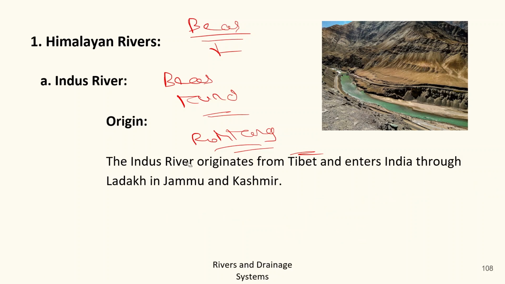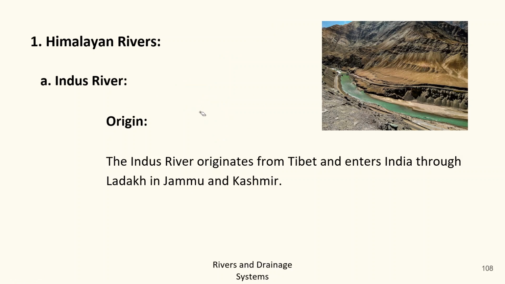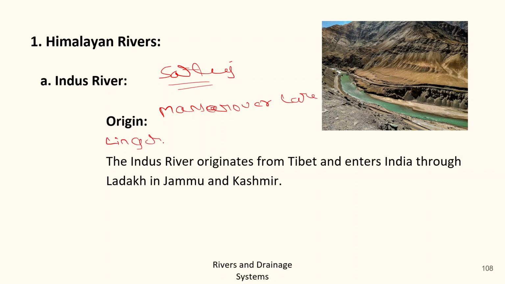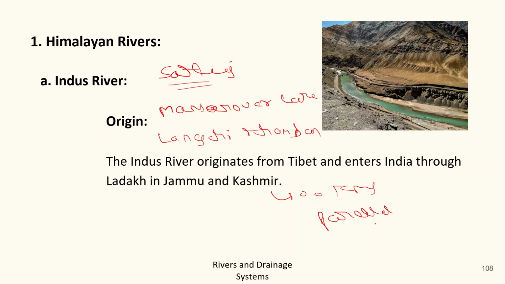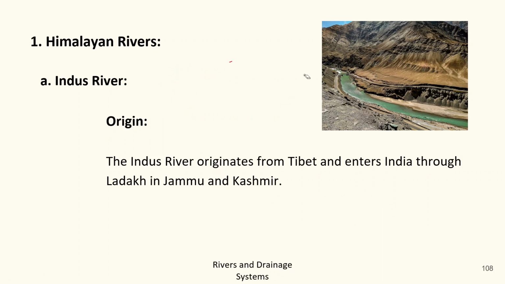Okay, now come to the last tributary of Indus, which is Satluj. Satluj originates near Mansarovar Lake and is named Langchi Khamban, which means purifier. Got it? And it flows 400 kilometers parallel to Indus. Okay, so this is all about the tributaries of Indus, about their origin and the merger.